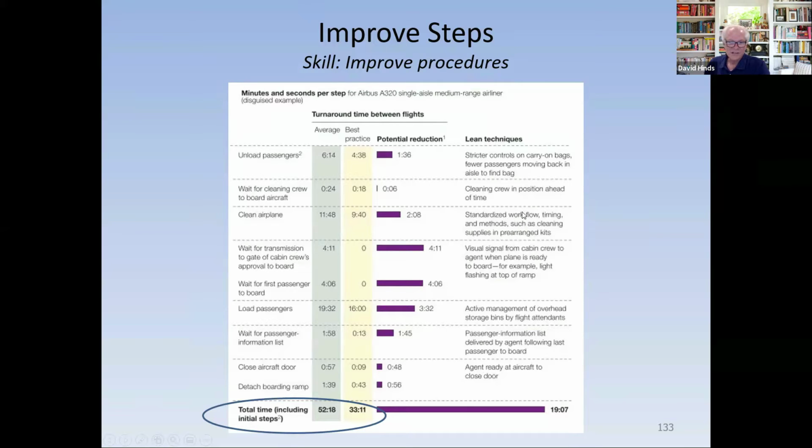Other things, just standardizing how they clean the airplane, setting up kits, arranged kits as part of this idea of improving procedures. And notice here, even though they're only saving 6 seconds, it's still important. This sort of reminds me of the pit crew that we saw in the pit stop. So the cleaning crew is in position ahead of time, so they're ready to go, and they can save 6 seconds. But of course, the big savings occurred elsewhere.